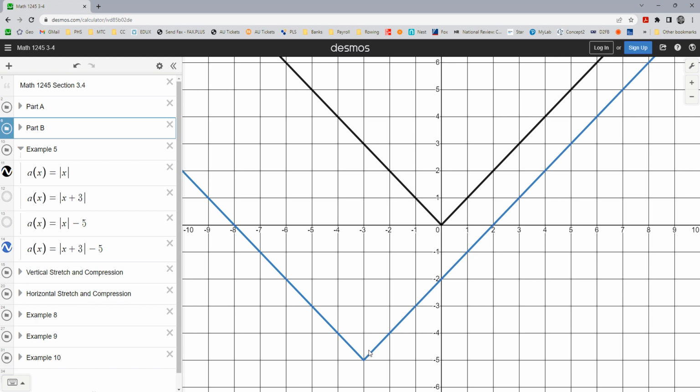We'll get to the vertical stretch compression in just a second. I want to move that out of the way, because one other thing I want to take a look at, one of our paper pencil assignments will go ahead and ask us, what do we do at this point here? How does this point change? Because this is 0, 0. That was the bottom of our V. It's going to end up being -3, -5. How do we show that without doing all the graphs?